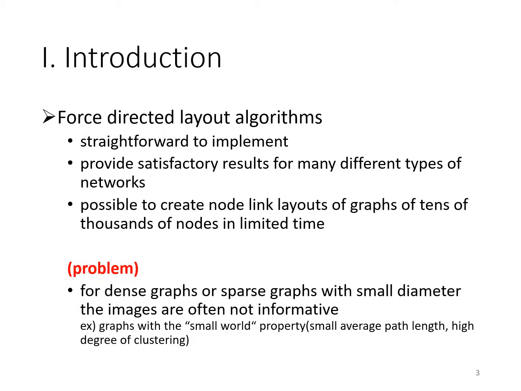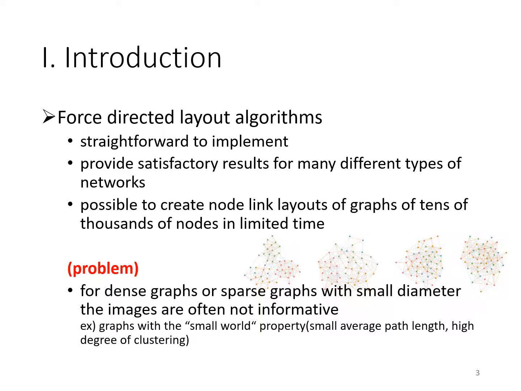However, for dense graphs or sparse graphs with small diameter, images are often not informative. Because of the small average path lengths between nodes, node-link visualizations make a uniform clump of nodes and tangles on the graph, and it makes it hard to identify structural features, and overlapping edges make finding paths impossible. The reason for the overlap is that the force-directed layout algorithm tries to keep all connected nodes close to each other.